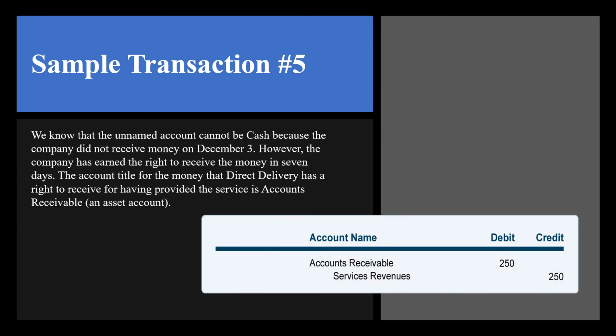We know that the unnamed account cannot be cash, because the company did not receive money on December 3rd. However, the company has earned the right to receive the money in 7 days. The account title for the money that Direct Delivery has a right to receive for having provided the service is accounts receivable, an asset account. Again, reporting revenues when they are earned results from the basic accounting principle known as the revenue recognition principle.